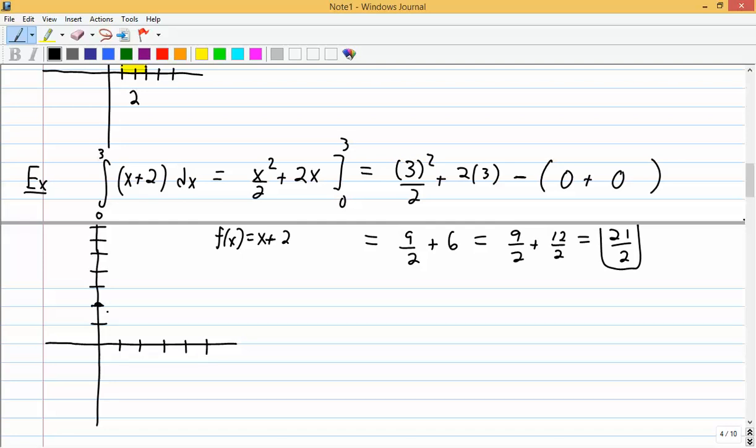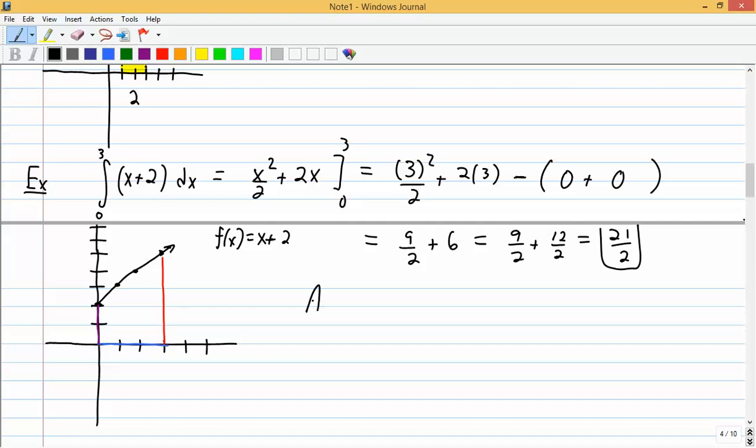Alright, so at 0 I have 2, 1 I have 3, 2 I'm at 4, 3 I'm at 5. Okay, and that was my interval, 0 to 3, so that's where I'm going to stop. Let's add a little color to our life. Alright, so what type of shape is that? The trapezoid, right?